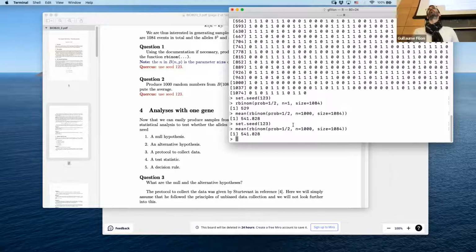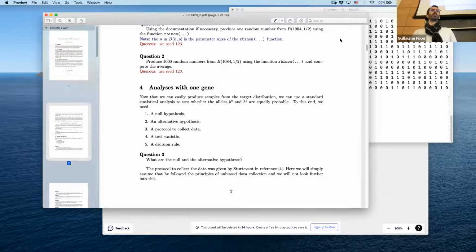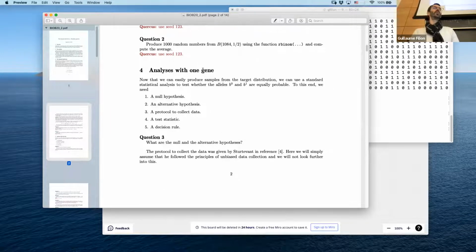Not a particularly difficult question here. Once you know how rbinom works, it's just a matter of using the interface. So we're set. We understand how rbinom works, and finding the mean is just to have something to put in Quercus. Any questions so far, or everything is clear?